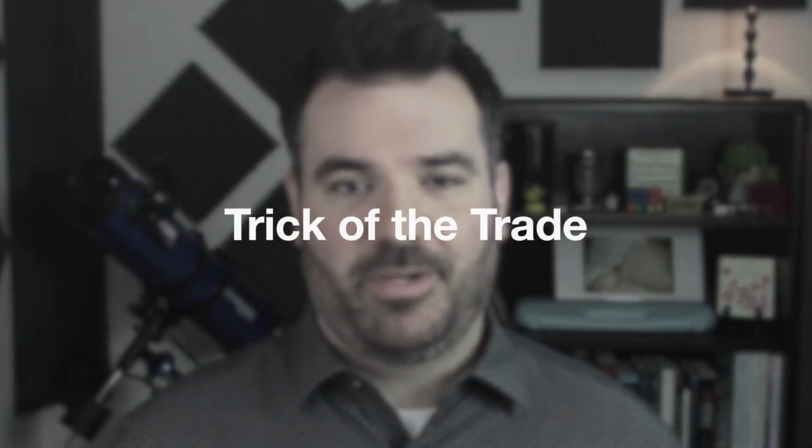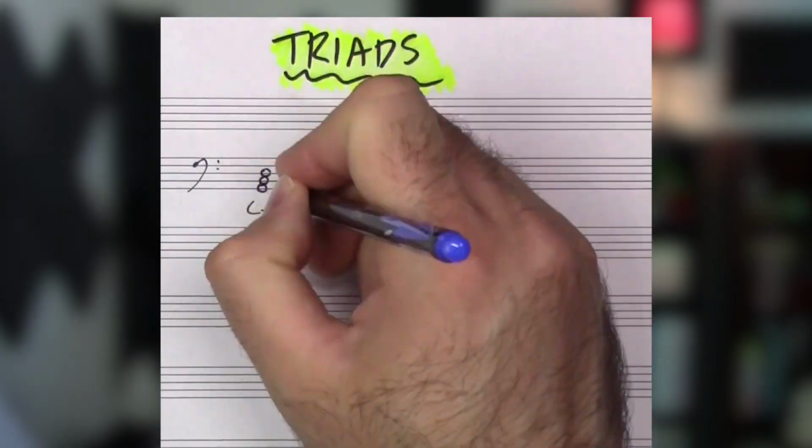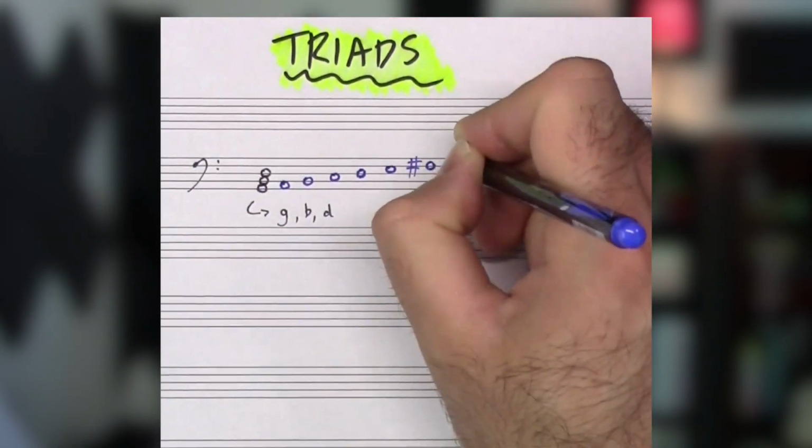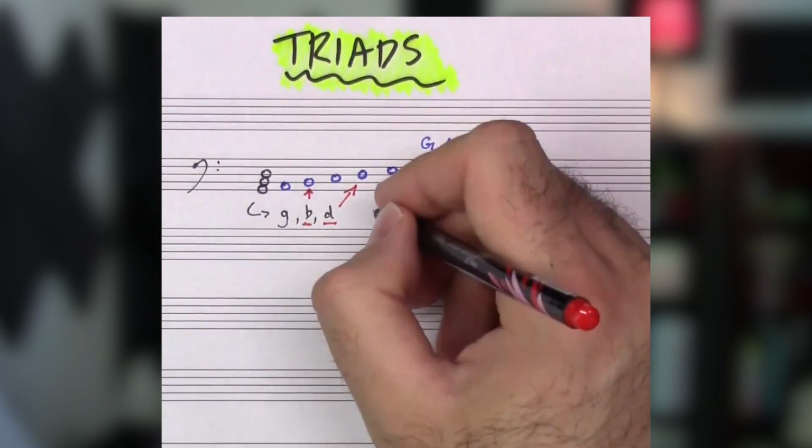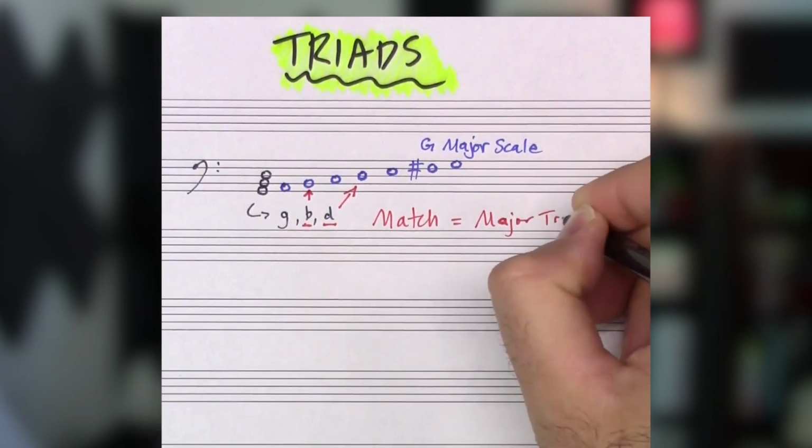One last trick of the trade before you go. Yes, you can figure out the quality of the triad by looking at the thirds that built it. But there's a shortcut. Just like intervals, you can use the major scale to your advantage when trying to figure out a triad's quality. First, superimpose the major scale of the triad's root note. If the third and the fifth of the triad match the major scale, then you have a major triad.